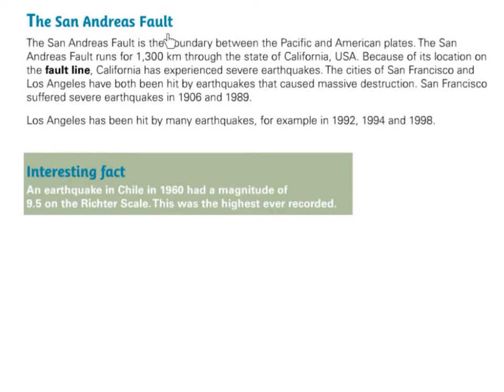The San Andreas Fault. The San Andreas Fault is the boundary between the Pacific and American plates. It runs for 1,300 kilometers through the state of California, USA. Because of its location on the fault line, California has experienced severe earthquakes. The cities of San Francisco and Los Angeles have both been hit by earthquakes that caused major destruction.